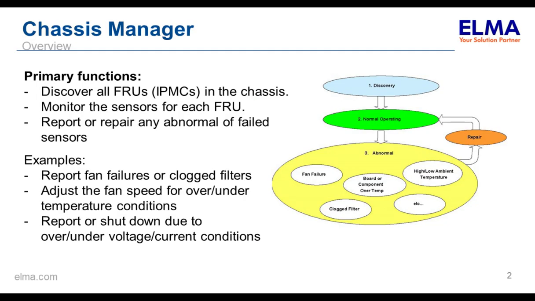The primary function of a chassis manager is to discover all the FRUs that are within the chassis, to monitor the sensors that are on each one of the FRUs, and to report or repair any abnormal or failed sensors. Examples of a failed or abnormal sensor would be reporting fan failures or clogged air filters. You could adjust the fan speed due to an overtemp or undertemp condition. You could also report or shut down a system due to an over or under voltage or an overcurrent condition.